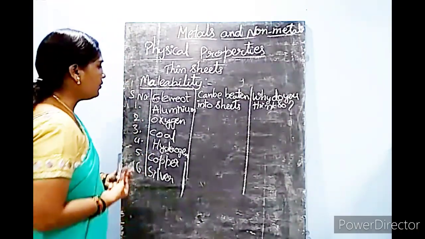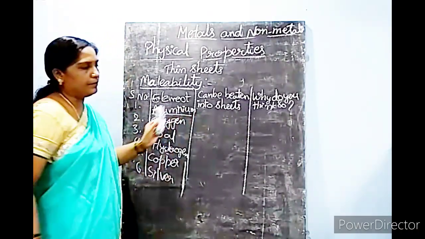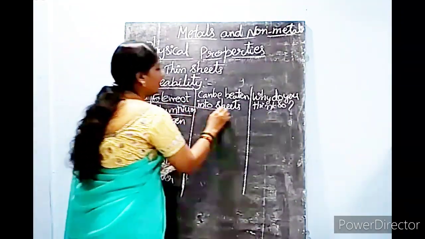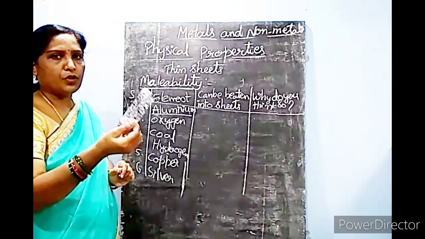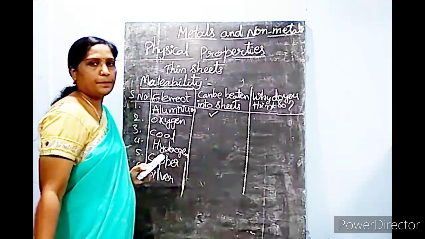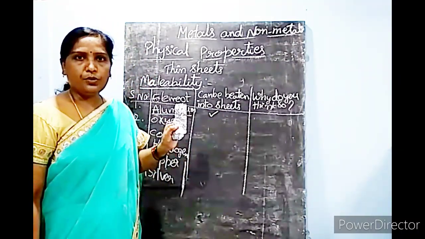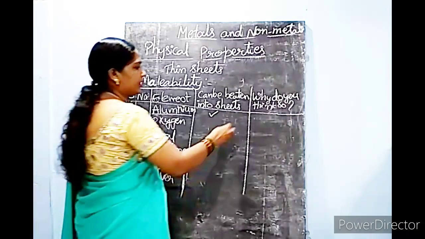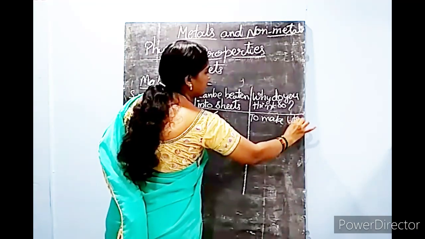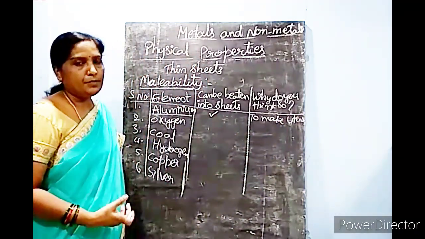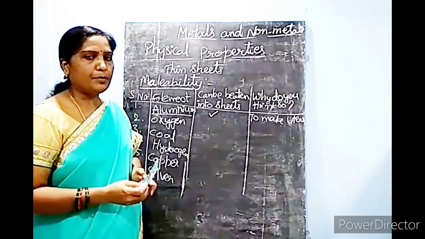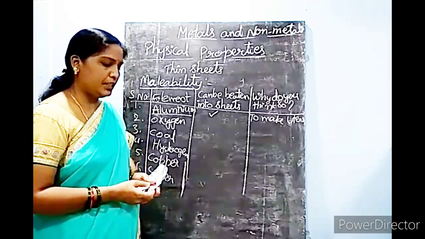So now, just now we observed aluminium. Aluminium can be beaten into sheets. You are even able to see the aluminium foil, so it is showing the property of malleability. And what for are we using these aluminium foils? Aluminium is used to make utensils, and to wrap food items, to keep them warm for some time.